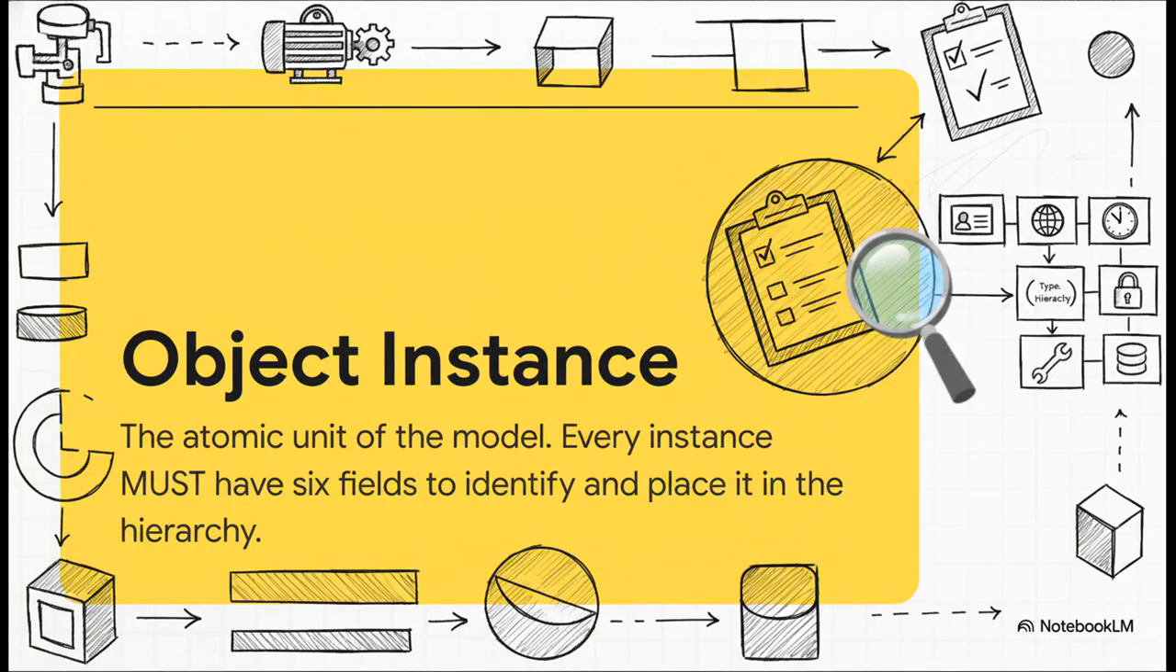Let's zero in on that object instance for a second. This is the atomic unit of the entire model, and I mean everything. A physical pump, a logical work order, you name it, is an object instance. And here's the kicker. For any of this to work, every single one of them must have these 6 specific fields to identify it and put it in its proper place.